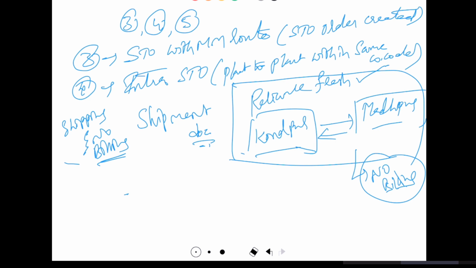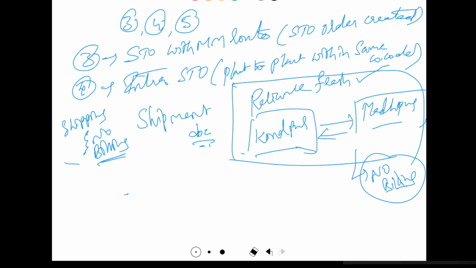This is internal movement, right? So that's why there is no billing. Internal movement, correct. Internal movement, a plant to plant transfer within the same company code. Always when we're talking about the accounting level, we just need to talk at the company code level.